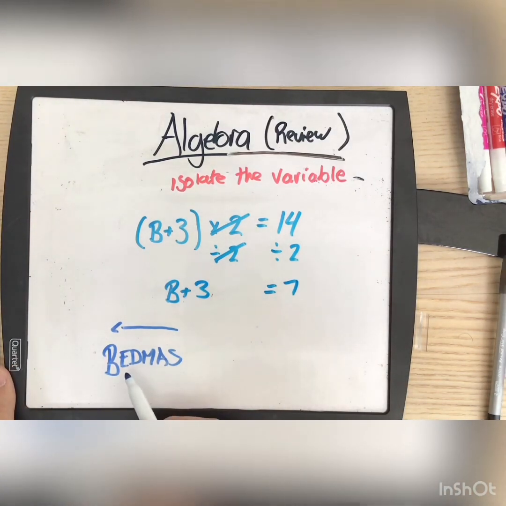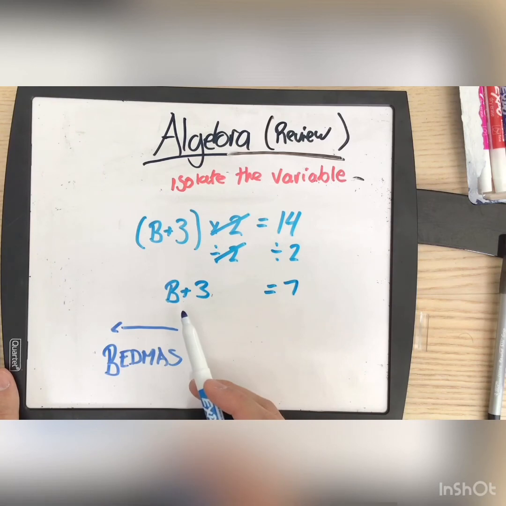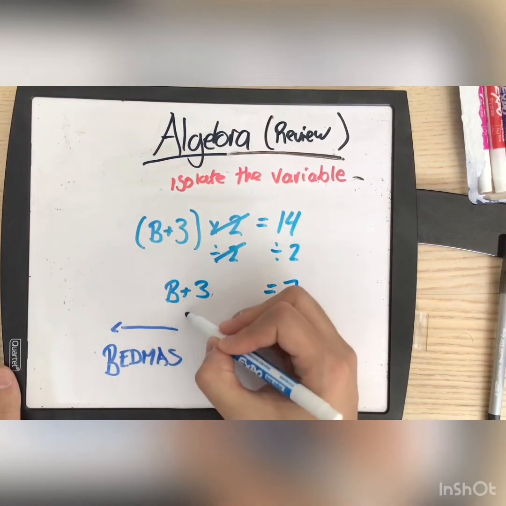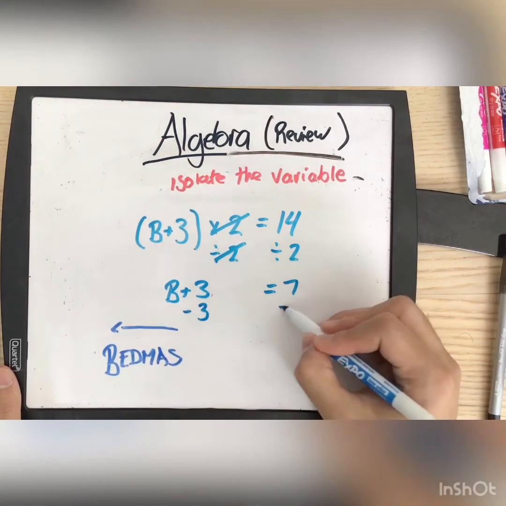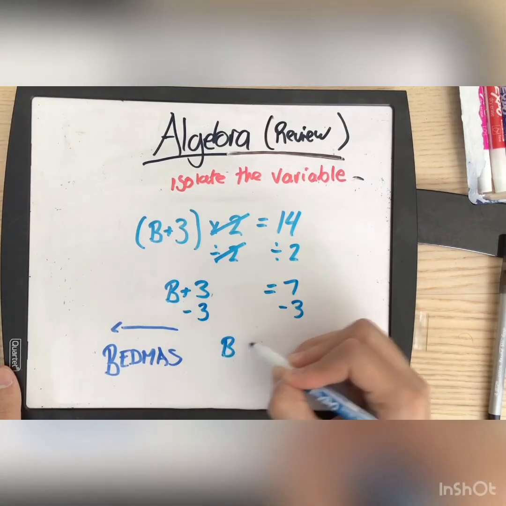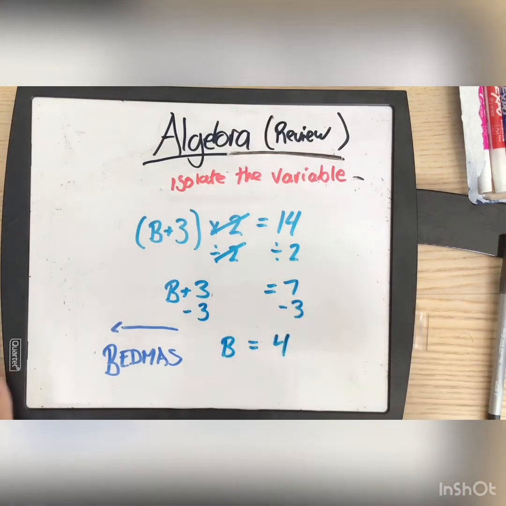Is there any division for us to do? Nope. Any exponents? Nope. But we do have what's in the brackets, plus 3. So we're going to subtract our plus 3 to get our answer. In this case, b equals 4.